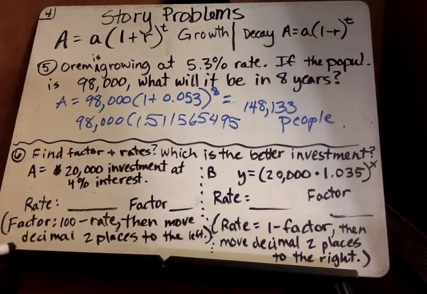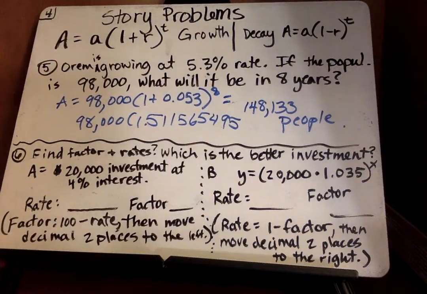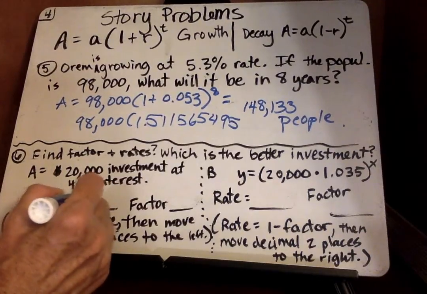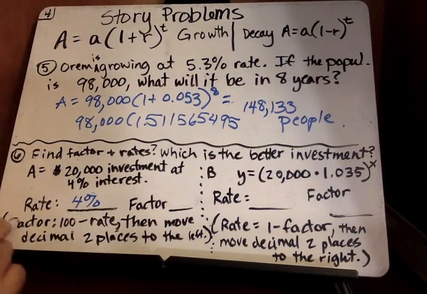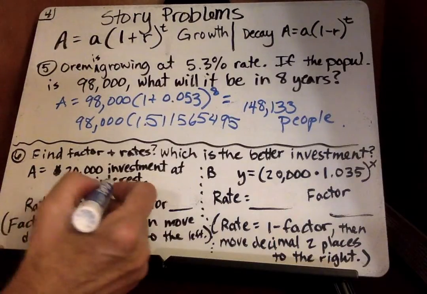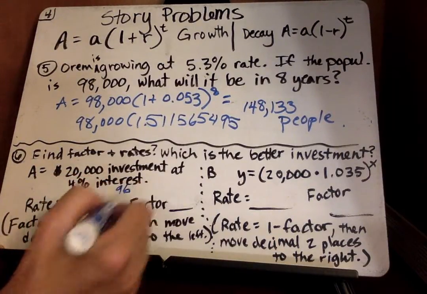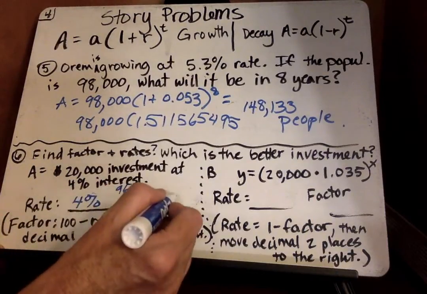Find factors and rates. Which is the better investment? A is a $20,000 investment at 4% interest. So the rate is 4%. And what is the factor? Hopefully you can read down here. The factor is 100 minus the rate, then move the decimal 2 places to the left. So 100 minus 4 gives you 96. And then you want to move the decimal right here that it's at the end 2 places to the left.